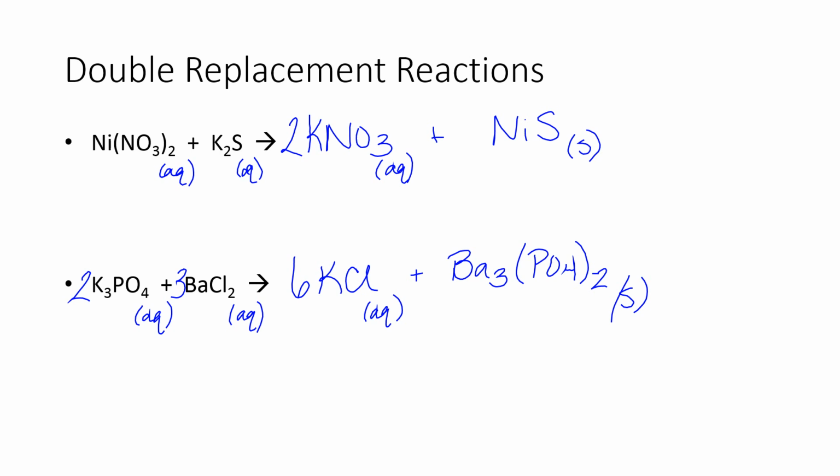Balancing wise, so we have 2 phosphates on the right, so we need 2 on the left. That gives us 6 potassiums, so we need 6 potassiums on the right. That gives us 6 chlorines, so we need 6 chlorines. That gives us 3 bariums and 3 bariums.